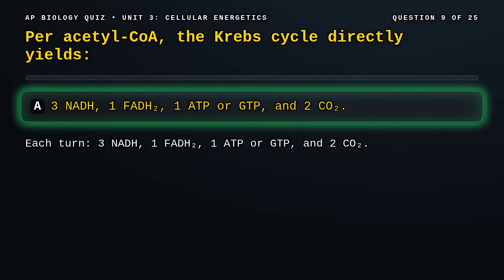Correct answer A. Each turn of the cycle generates 3 NADH, 1 FADH2, 1 ATP or GTP, and releases 2 molecules of CO2.